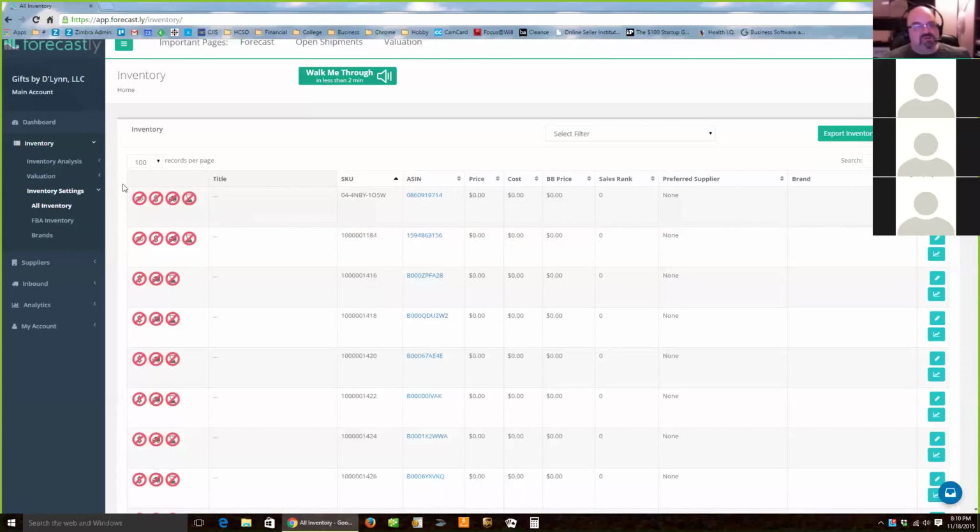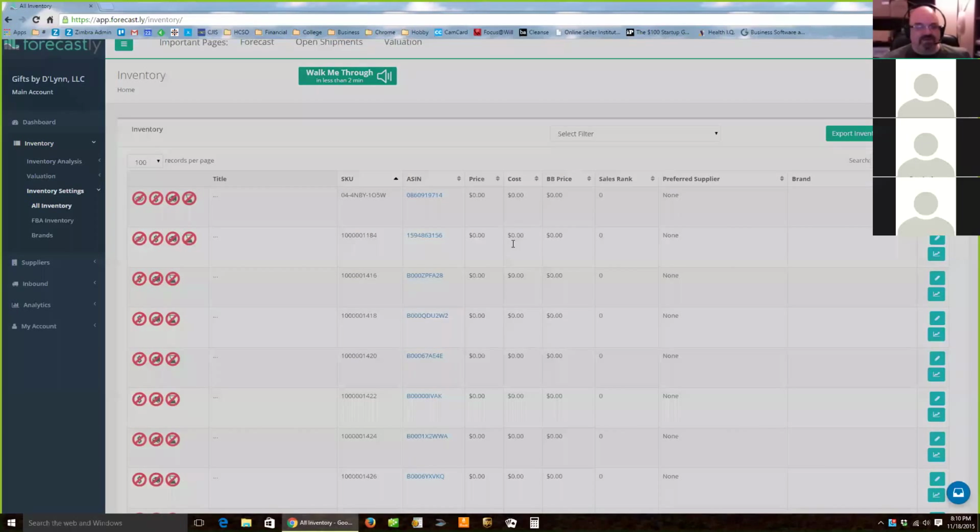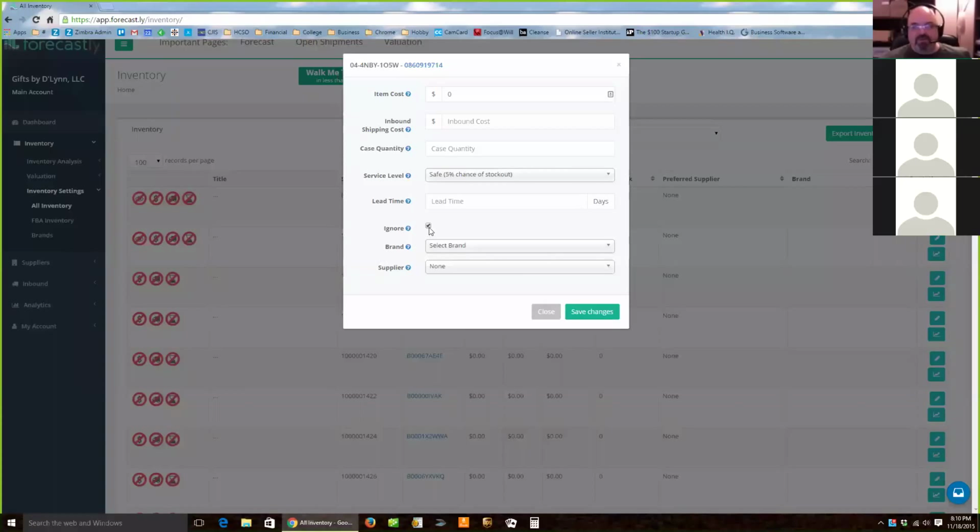But it has a little legend here for your SKUs. So if it's marked as ignored, let me go to the screen first, and that'll make more sense. You can mark these as ignored, which means it won't pay attention to sales. It won't do forecasts for reorders. It will just, like it says, ignore it. So if you see the little I over here, that means it's an ignored product.